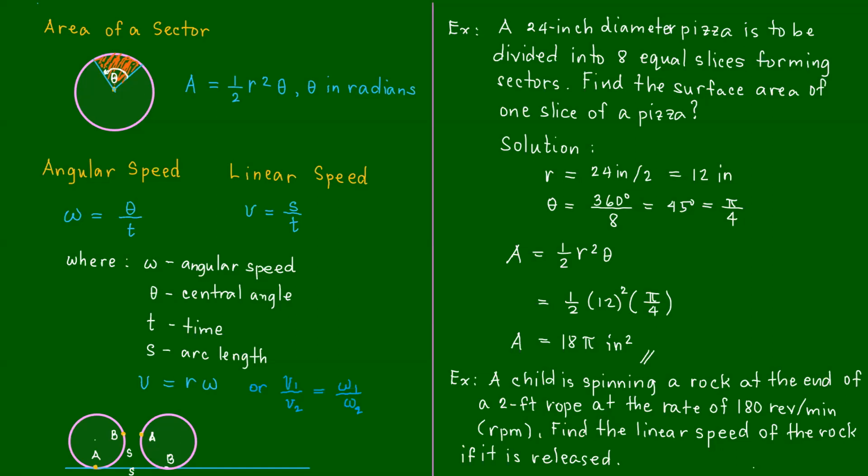Area is equal to 1/2 r squared theta. Plugging in values, 1/2 times 12 squared times pi over 4. That is 18 pi square inches. That's the area of one slice of pizza approximately. You can have it in decimal if you want, to 2 decimal places.